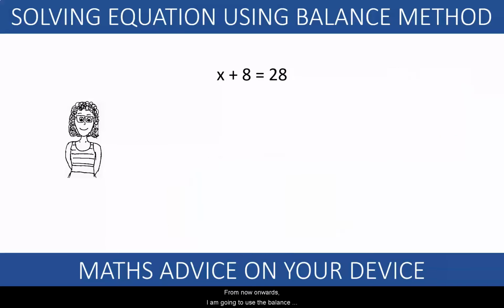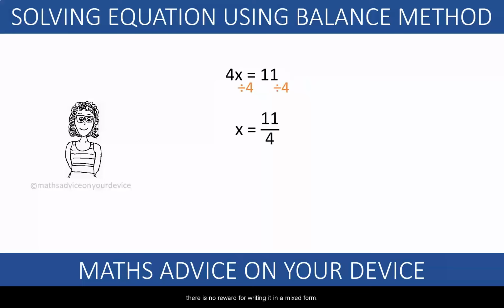From now onwards, I'm going to use the balance method, but picture the balance in my head. I'm going to do the same operation to both sides until we manage to leave x by itself. For example, I subtract 8 from both sides of the equation, x equals 20. In this equation, I subtract 10 from both sides. x equals -5. In this third equation, we divide both sides by 4.